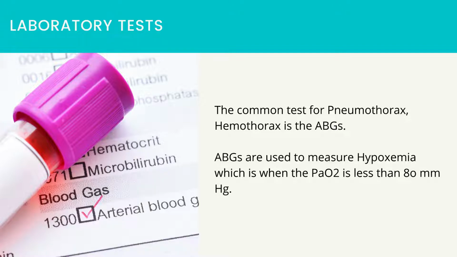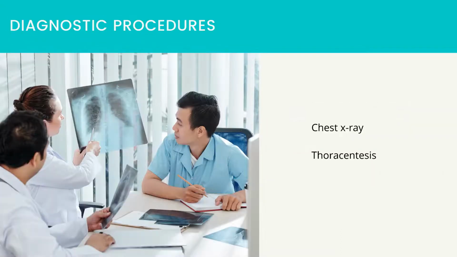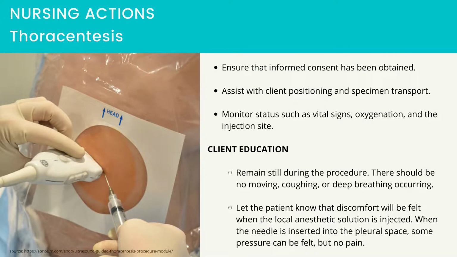Diagnostic procedures. Diagnostic procedures include the following. Chest X-ray. This is used to confirm pneumothorax or hemothorax. Thoracentesis. A thoracentesis can be used to confirm hemothorax. Thoracentesis is the surgical perforation of the chest wall and pleural space with a large bore needle.